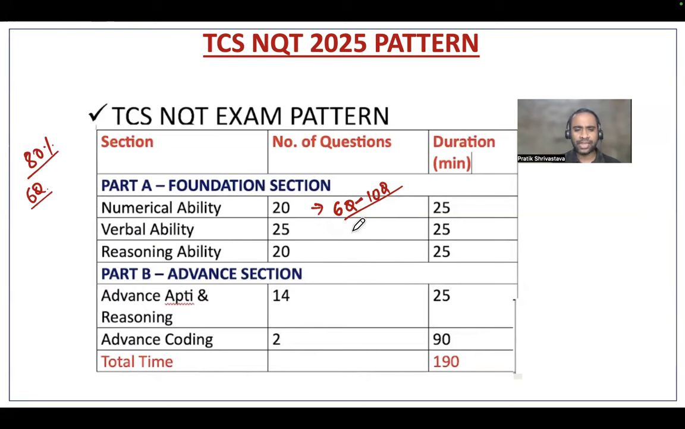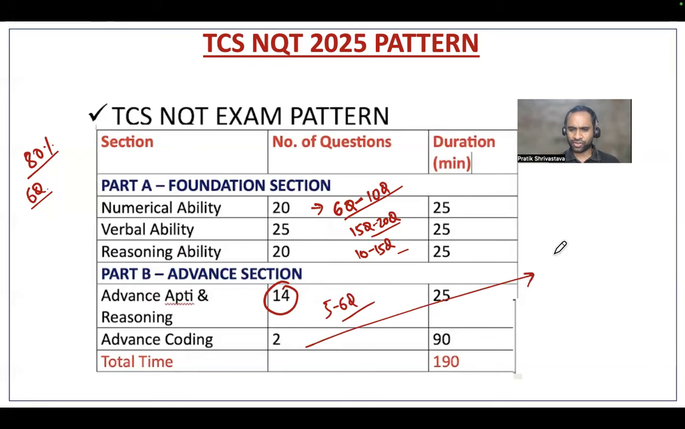Verbal ability, they said, sir, I have done 15 to 20 questions. And reasoning ability, they said, sir, I have done 10 to 15 questions. Even though reasoning ability was easy to moderate, it was time-consuming. Sitting arrangement questions were more. We will talk about which topic had how many questions. Advanced aptitude, again here 5 to 6 questions they had done. That was more than sufficient.